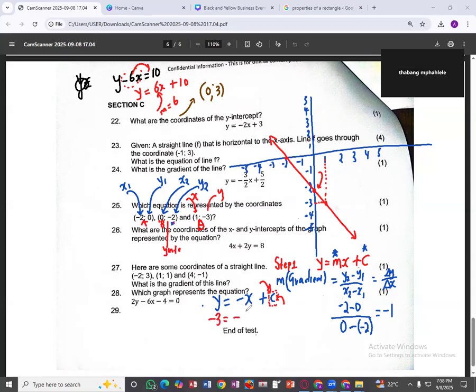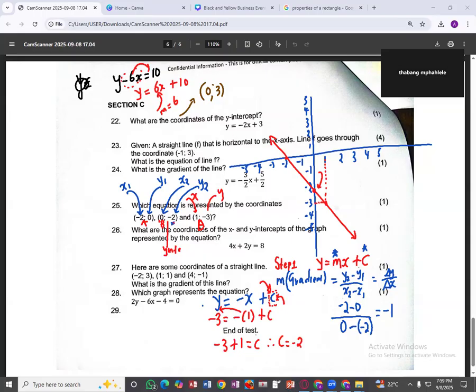Your x, you put it 1. You solve for C. -1, when it comes this side, is +1. So it's -3 plus 1 equals to C. Therefore, C equals to -2.